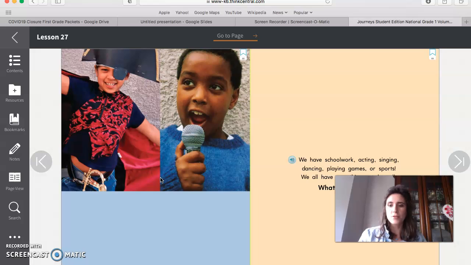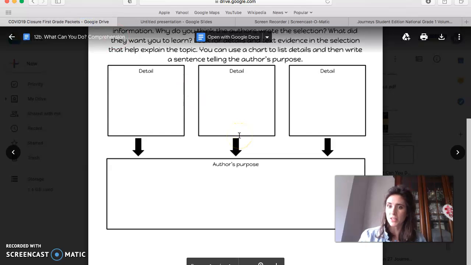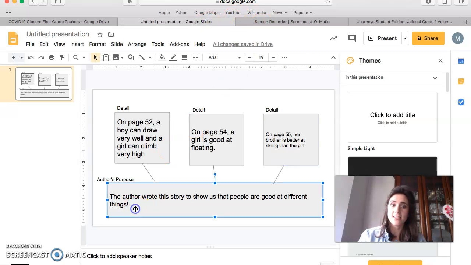So go through those, give me 3 examples of 3 kids each doing something that they're really good at. Put one right here, one right here, one right here. And the author's purpose again, at least this is what I think. You're more than welcome to write your own. The author wrote this story to show us that people are good at different things.